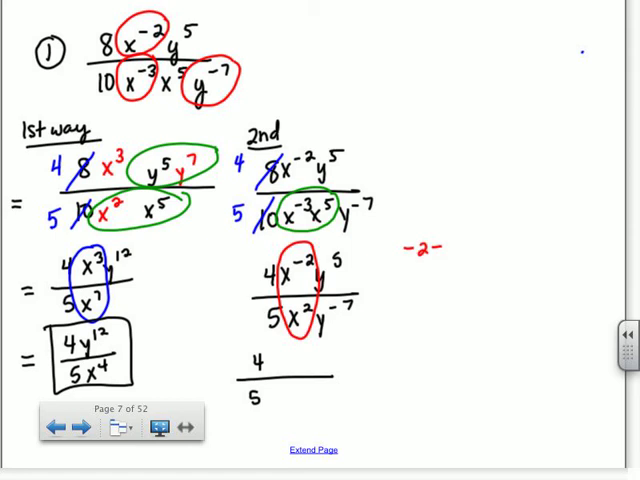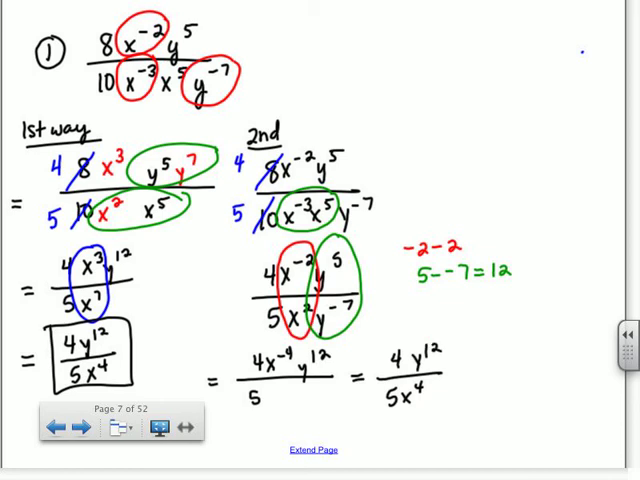Okay, then you use the subtraction rule. With the subtraction rule, your end result, you always write on the numerator. Then you can deal with the negatives after that. So my subtraction rule would be, I would still have my 4/5, my numbers stay the same. For these powers, I'd have negative 2 minus 2. So I'd end up with x to the negative 4, and you always write it on the top. Then my y's, I would have 5 minus a negative 7. So that's 12. So I'd have y to the 12th.